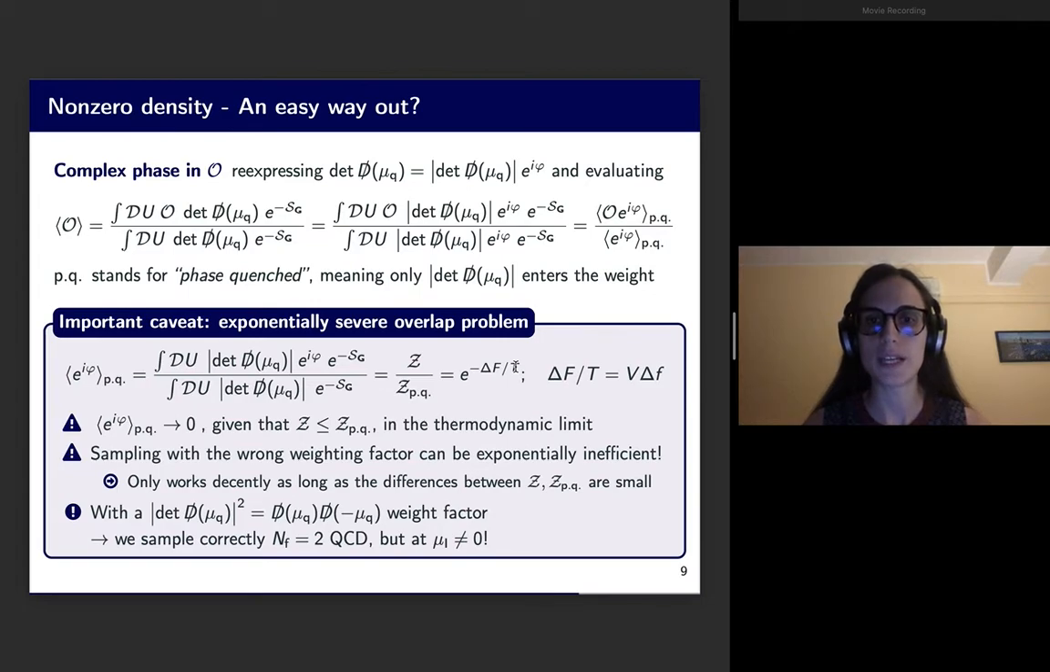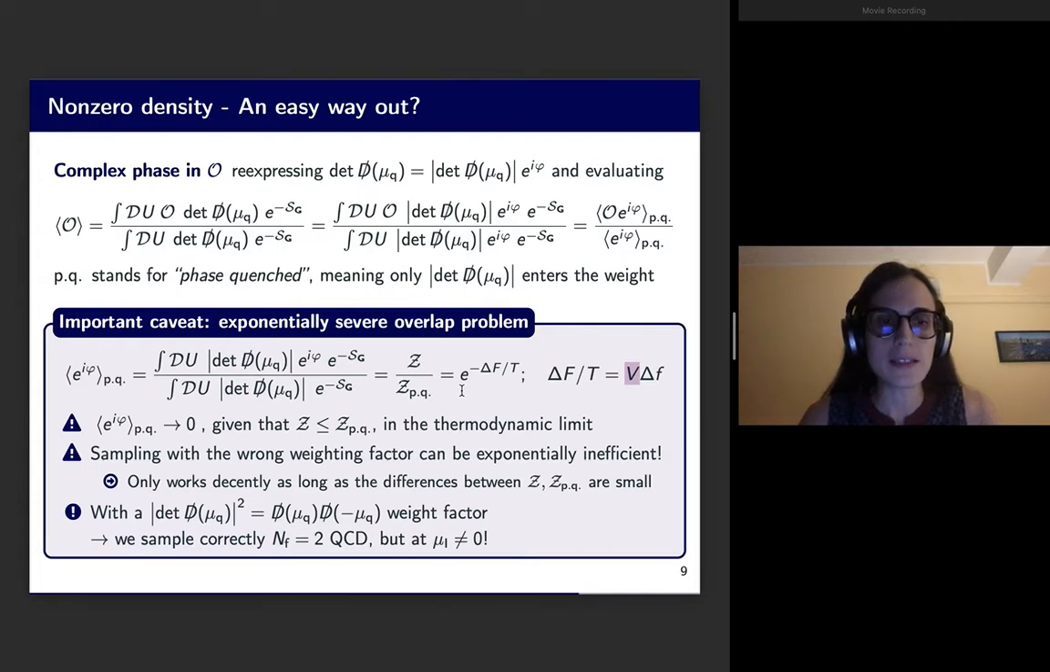And since we know that free energy is an extensive quantity, we can rephrase that variation in terms of the variation of the corresponding density, which singles out a volume factor. And that's the beast we have to fight. Because then one remarks that Z is necessarily smaller or equal than Z phase quenched, due to the fact that in one case you are weighting by the modulus, which is always positive and real. And then we have good reasons to believe that the expectation value of the phase is going to be 0 in the thermodynamic limit due to this behavior.